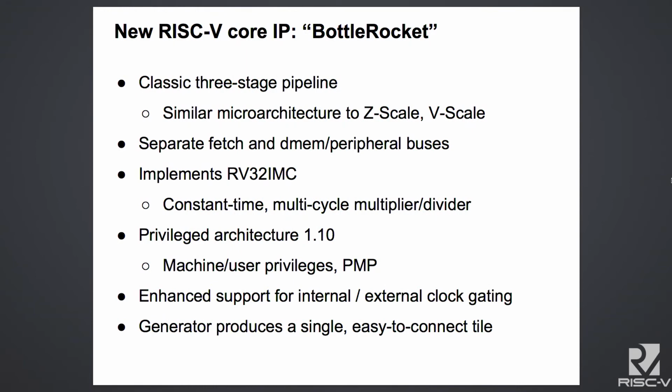And so by pulling these things together, I was able to make a new RISC-V core IP, Bottlerocket, which is a classic three-stage pipeline. This is very similar to Zscale. It's almost like a Zscale 2.0. It has separate fetch and data memory peripheral buses, implements RV32 IMC, and has a constant time multi-cycle multiplier and divider. It implements the privileged architecture 1.10 with machine and user privileges, physical memory protection, and custom interrupt extension.